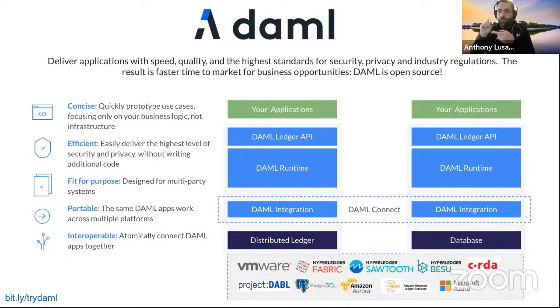And then it's very efficient because we get a good deal of security and privacy without writing additional code. I'll actually explain how DAML has this separation of concerns, kind of similar to how Unix has read, write, and execute operations. DAML has signatories, observers, and choices, which map one-to-one to those respectively. It's also designed for multi-party systems where you're dealing with multiple people.